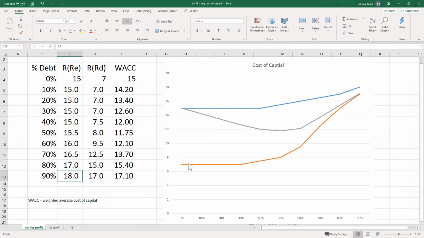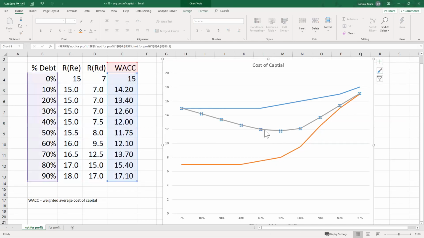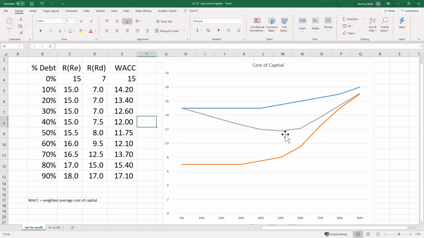But if you combine both the debt and the equity, the gray line matches up with the weighted average cost of capital. What you see is initially, as we add debt, our cost of capital goes down, right? If you can see here, in the combined column, as we add debt, the weighted average cost of capital falls until we get to about 50%, right?